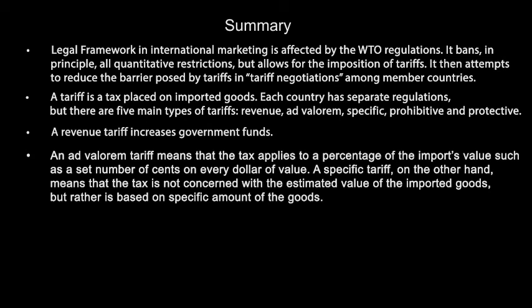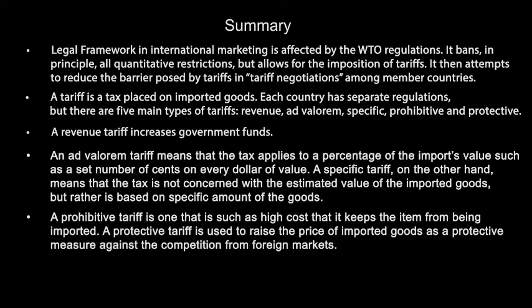A specific tariff, on the other hand, means that the tax is not concerned with the estimated value of the imported goods, but rather is based on a specific amount of the goods. A prohibitive tariff is one that is such a high cost that it keeps the item from being imported. A protective tariff is used to raise the price of imported goods as a protective measure against competition from foreign markets.